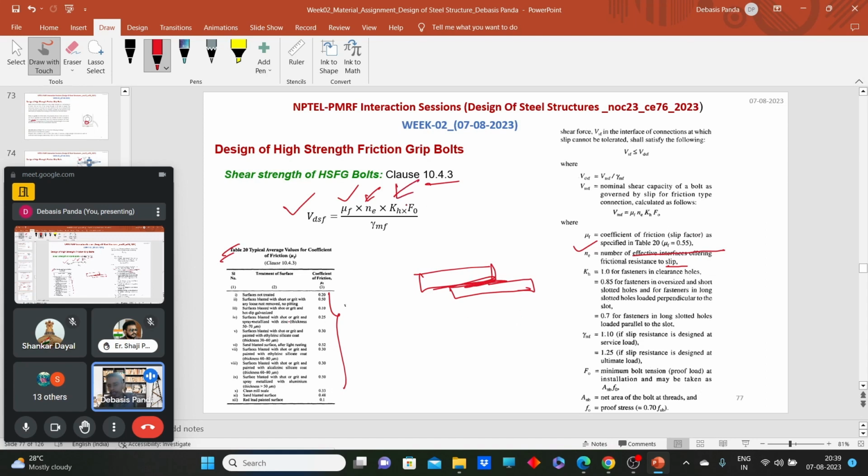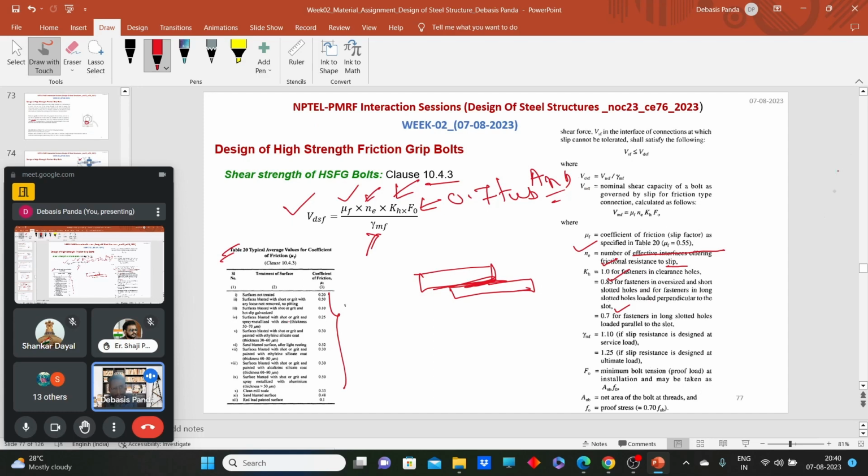What is KH? That is a factor which caters for the clearances. What will be the value of KH for standard clearance? 1. What will be the value of KH for oversized clearance? 0.85. What should be the value for a slot? 0.7. That concept of oversized slot I have also discussed in the last class. Now, what is F naught? That is the proof load. Proof load we can calculate as 0.7 fub Anet. And gamma mf is the partial factor of safety.